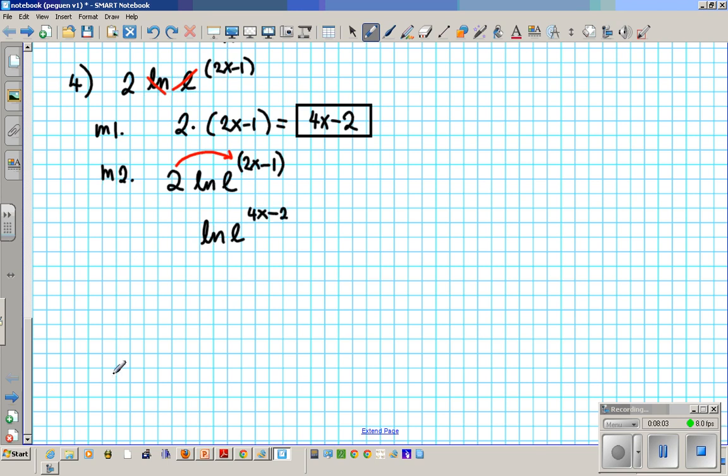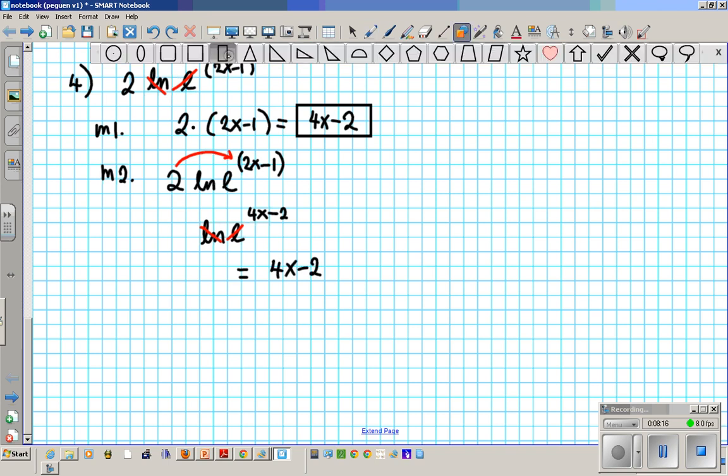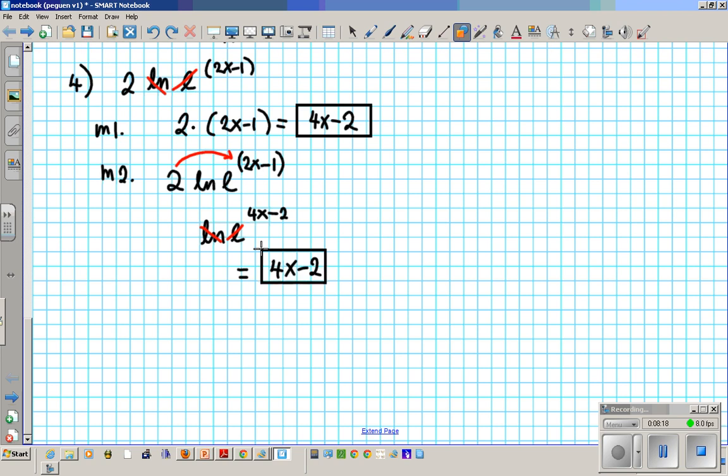Like that. Alright? ln and e are inverses, so they cancel out, and you're left with the answer we got before, which is 4x minus 2. So whichever method you want to use, it's fine. Just remember that the coefficient can always be multiplied by the power. Alright? Okay, so that's for the first part of the notes. Now we're going to try out some crossword problems.